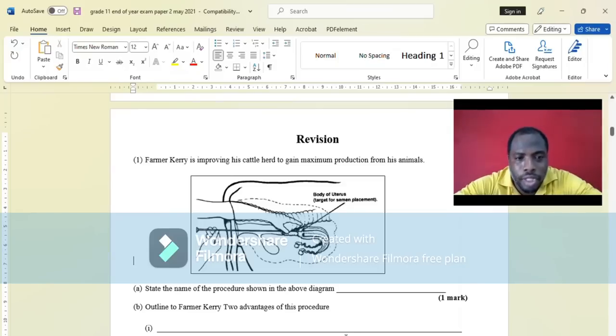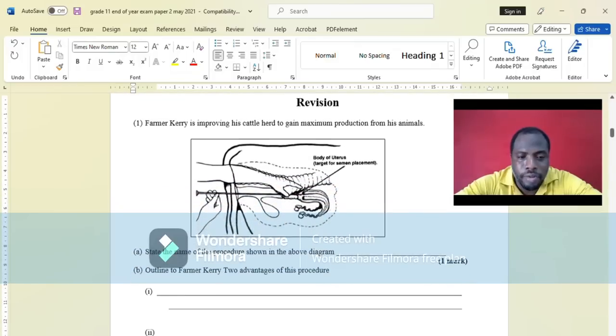Yes, so we're looking at revising for the CSEC Agricultural Science. Farmer Kerry is improving his cattle herd to gain maximum production for his animals. There's a diagram illustrated here, and we're asked to state the name of the procedure shown. So what's the name of the procedure?